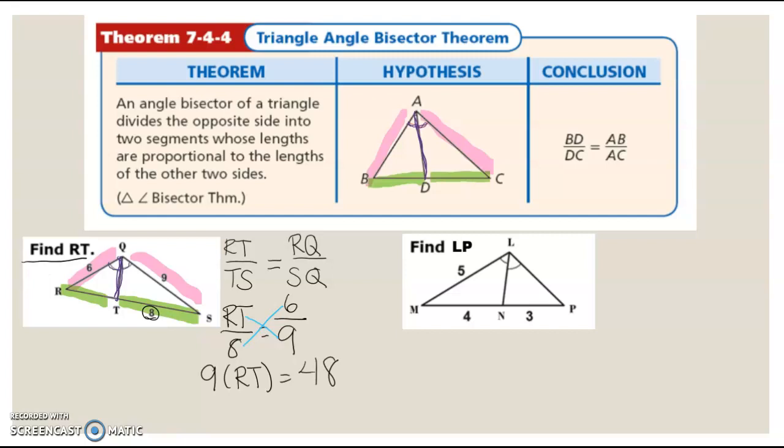And again, our last step in order to get that RT alone, how do I get rid of a multiply? I will divide both sides by 9 to get RT is 5.3 repeated, or 5 1/3. And then my second example, I need to find LP. Well, I've got my angle bisector LN, which is bisecting angle MLP. So I know my proportion will be MN over NP equals ML over LP.